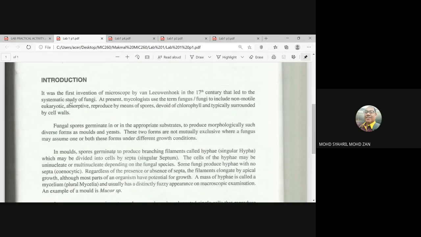So introduction, it was the first inventions of microscope by Van Leeuwenhoek in 17th century that lead to the systematic study of fungi. Okay. So at the present, mycologists use the term fungus or fungi to include non-motile eukaryotics, absorptive, reproduced by means of spore, devoid of chlorophyll, and typically surrounded by cell walls. Okay. So bila penciptaan mikroskop oleh Van Leeuwenhoek itulah yang menyebabkan bermulanya proses study of fungi. Okay.